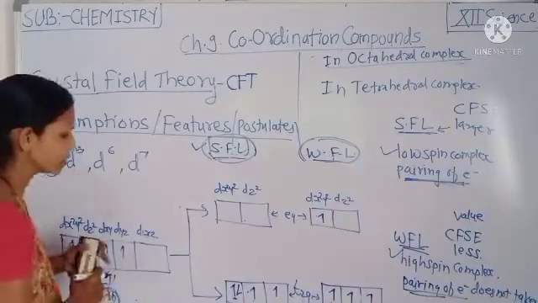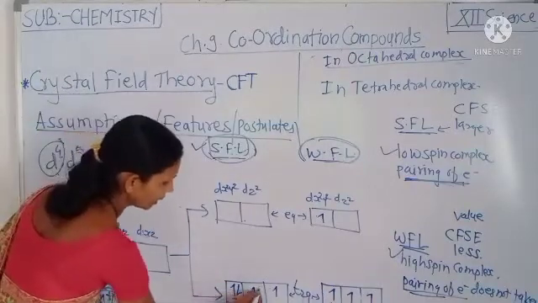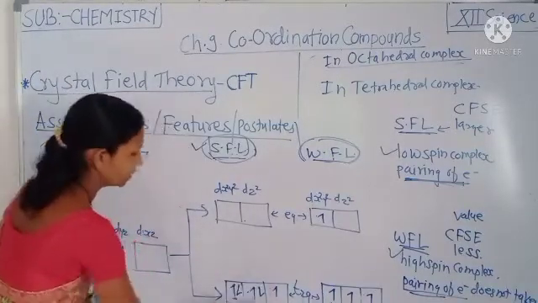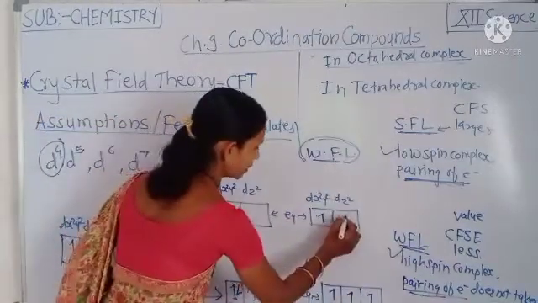For 5 electrons, see here, the 5th electron gets paired here, and here the 5th electron enters here.